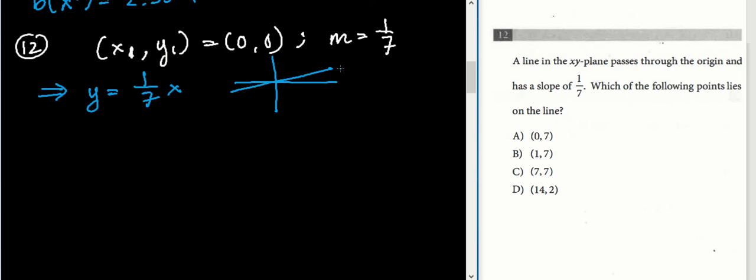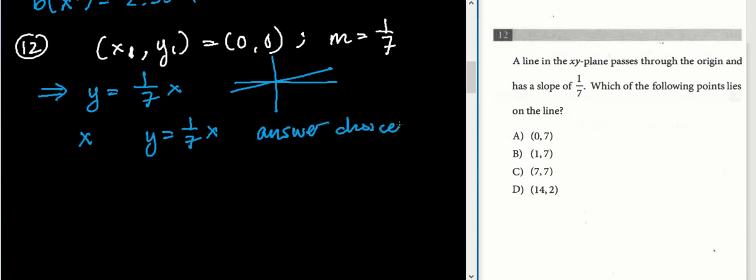And now we're asked to find which of the following points essentially satisfies this equation, right? That's what it means to lie on this line. So the way that I would recommend doing something like this is building yourself a table. So we have our x, and we have where y equals 1 over 7x, and then let's say this is our answer choice, right?